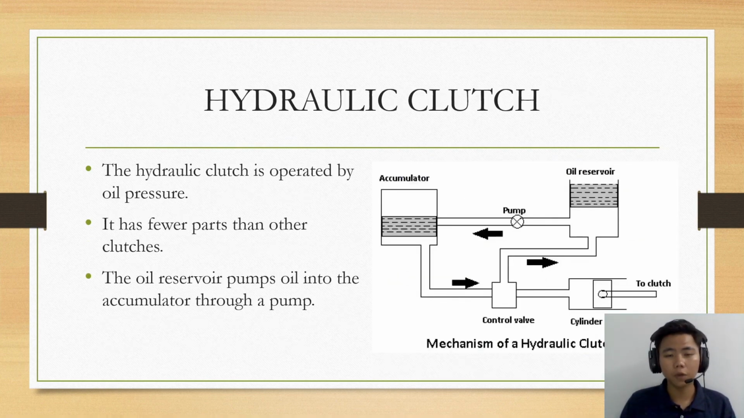Lastly, we have the hydraulic clutch. The hydraulic clutch is operated by oil pressure. It has fewer parts than other clutches. The oil reservoir pumps oil into the accumulator through a pump.